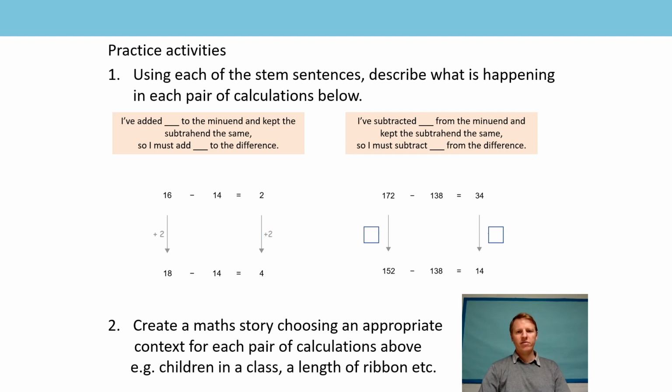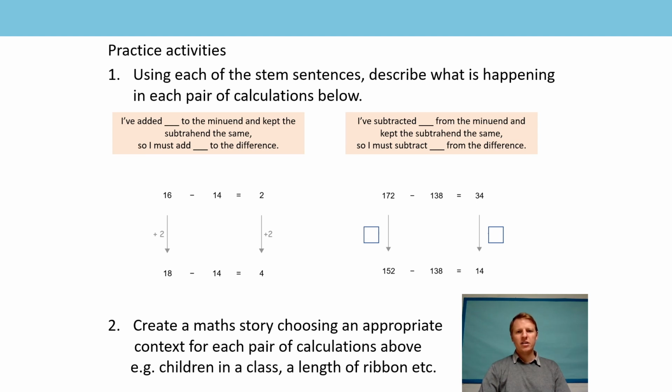So let's think about it first. 172 subtract 138 is equal to 34. And then 152 subtract 138 is equal to 14. So does my minuend increase or decrease? It decreases this time, so we need to use the sentence stem on the right.